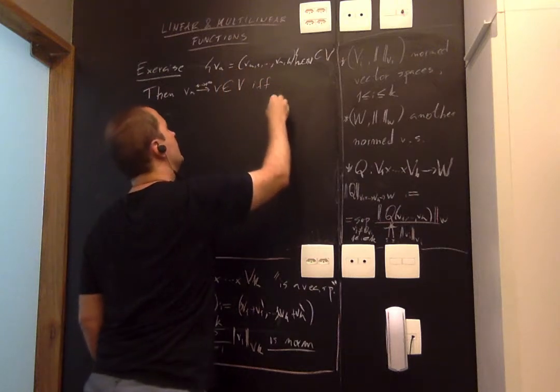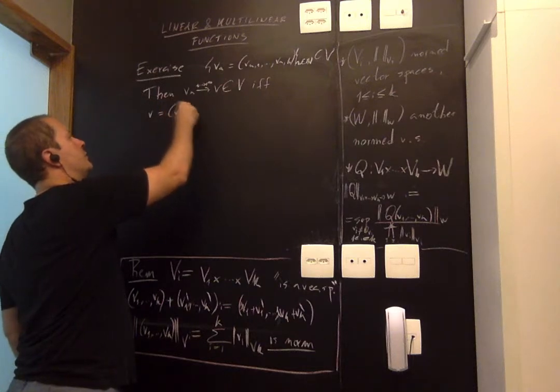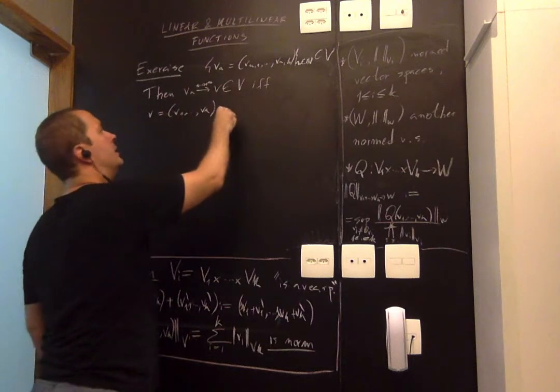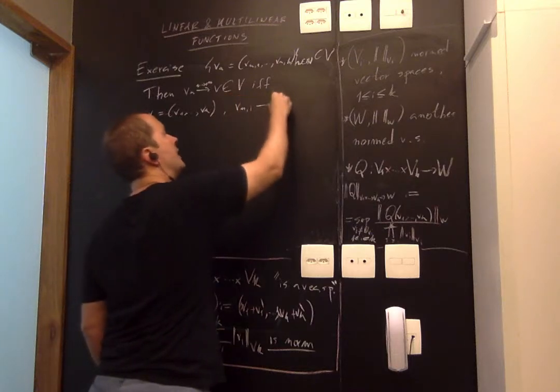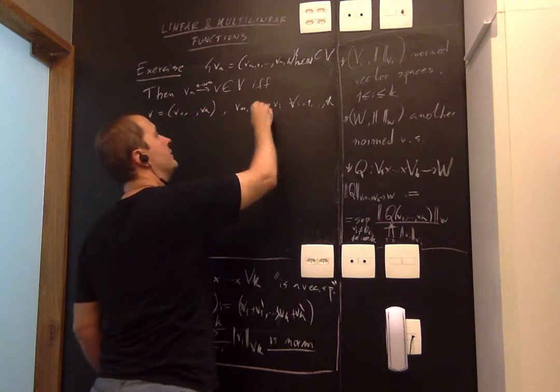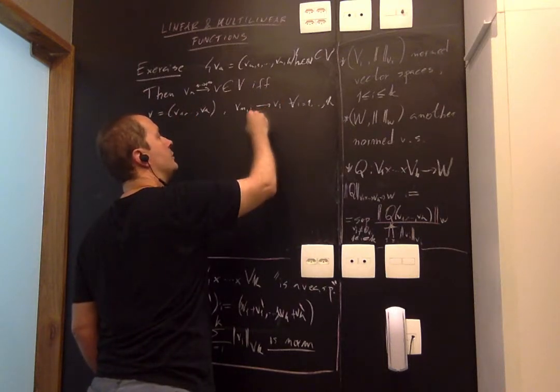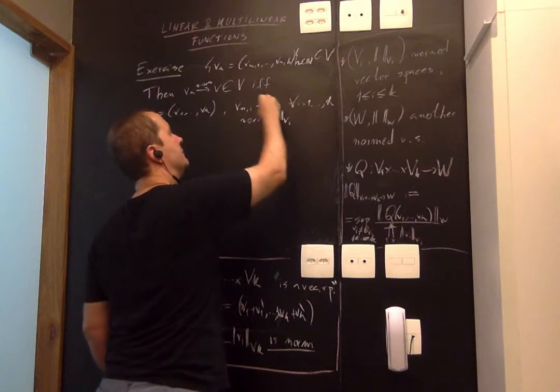If V is equal to (V1, ..., Vk), and each Vni converges to Vi in the sense of the space, right? Under the norm of the space Vi.